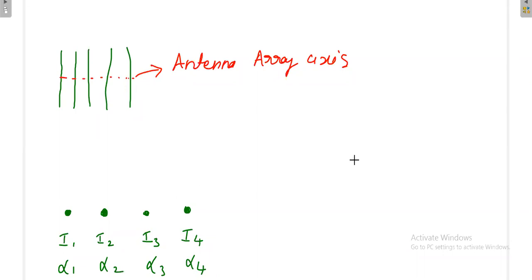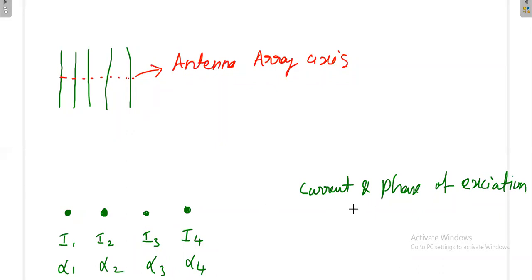Finally, the current and phase of excitation control the antenna array properties. You have to be very clear about that, because you have more than one antenna. Then what is the excitation current of all the antennas? What is the excitation angle of all antennas? So the current and phase of excitation of the antennas decide the antenna array properties.